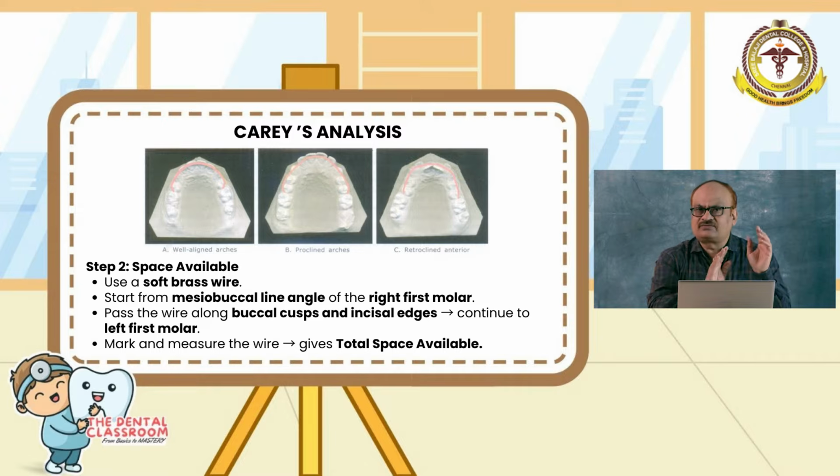The first thing is the calculation of the space available, the arch perimeter available. It is done with the help of a brass wire. This is how you can see in the diagram.